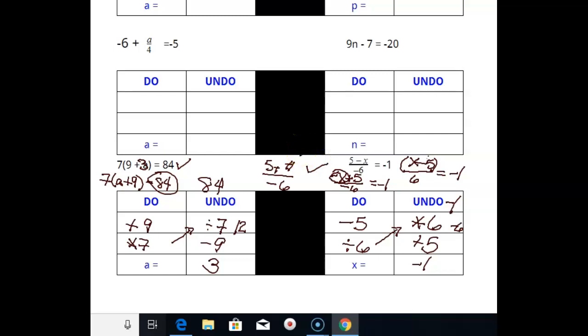Hopefully you guys can catch on to solving two-step equations. I apologize that this video was kind of long, but there's a lot involved to understand two-step equations.